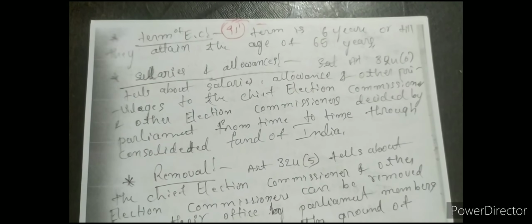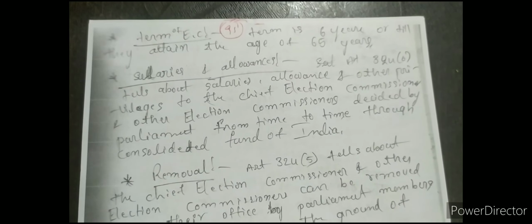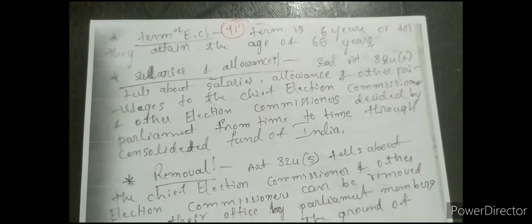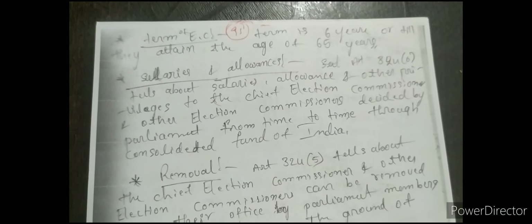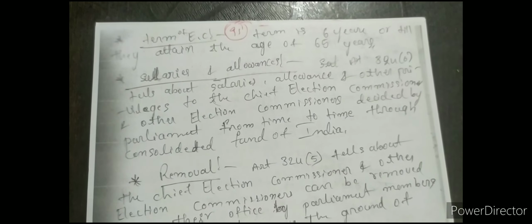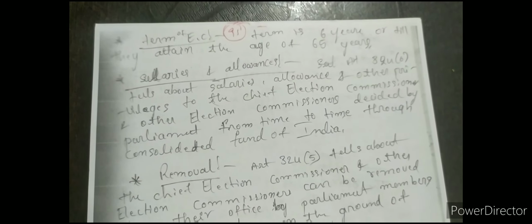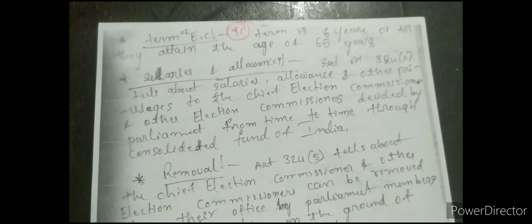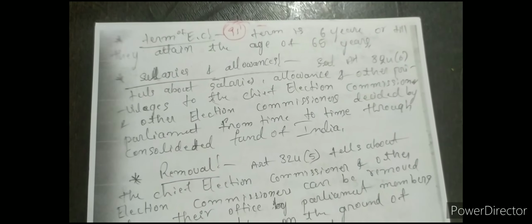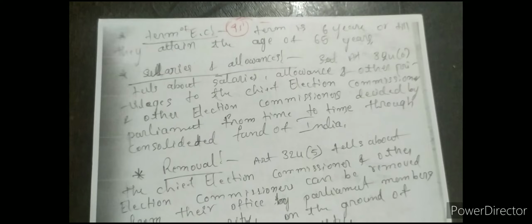Next, salaries and allowances. Article 324(6) tells about salaries, allowances and other privileges of the Chief Election Commissioner and other election commissioners. That is decided by Parliament from time to time through the Consolidated Fund of India.